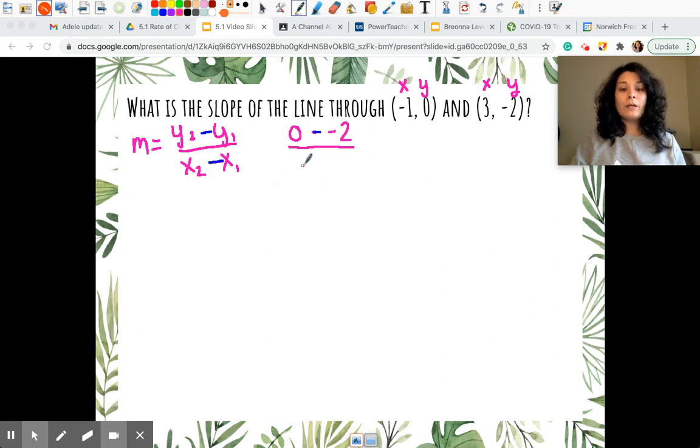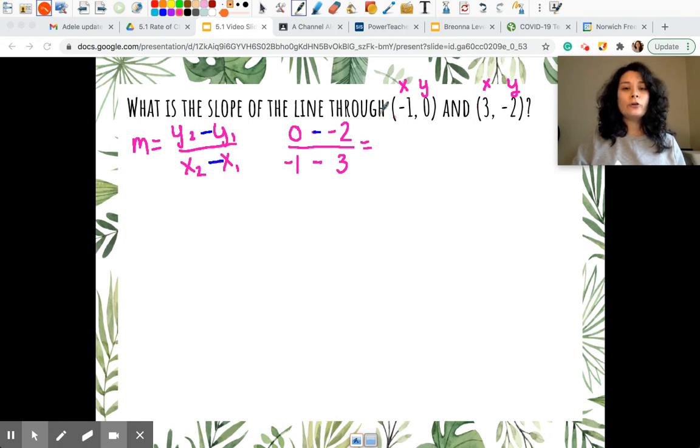Well, for my denominator, I need to do the same thing. I have to start with that same exact ordered pair so that the x value and the y value that are stacked one on top of each other like this come from the same ordered pair. And then I'm going to subtract the other x value, which is 3. So notice this -2 and this 3, these x and y values must come from the same ordered pair.